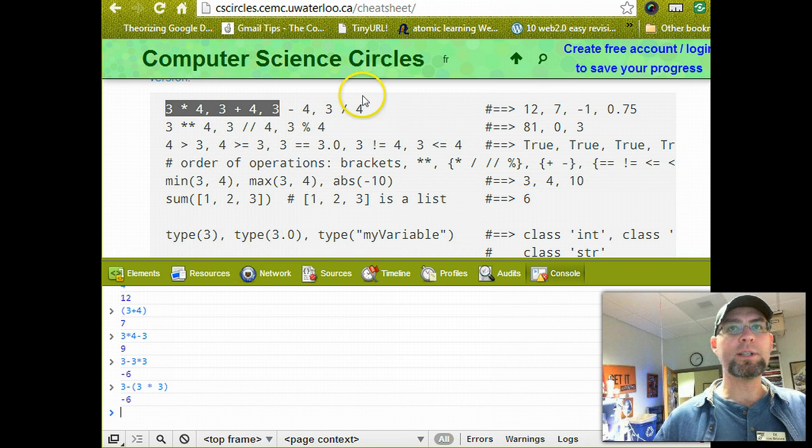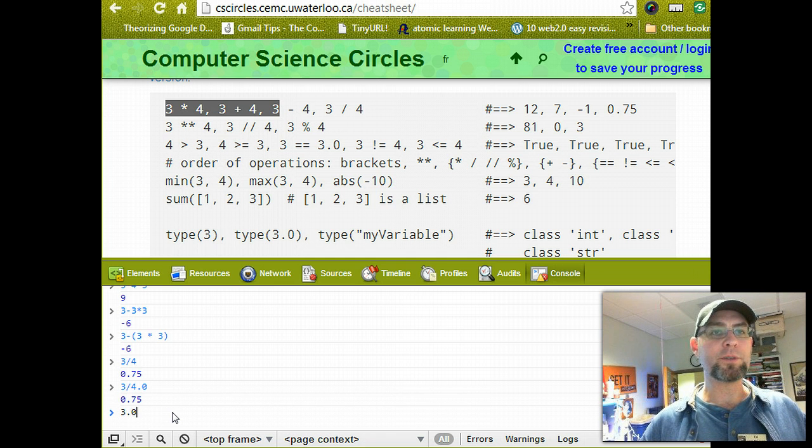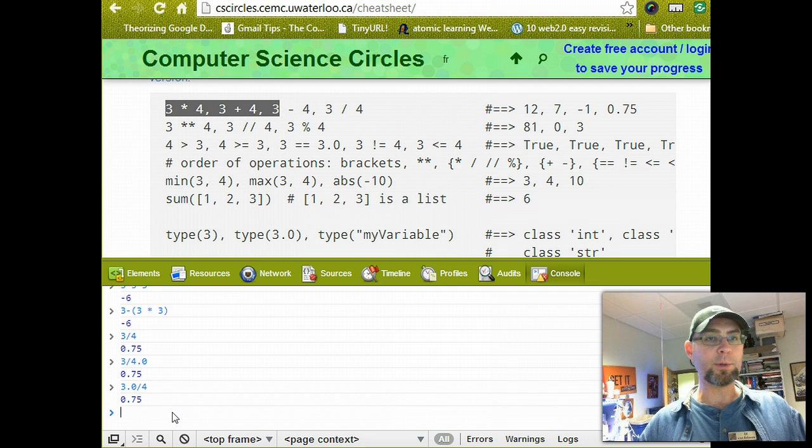Okay, so we've done these couple. What about this division? 3 divided by 4 gives us 0.75. What about 3 divided by 4.0? 0.75. What about 3.0 divided by 4? So it's giving us decimal math, which is good. Let's go on to the next group.